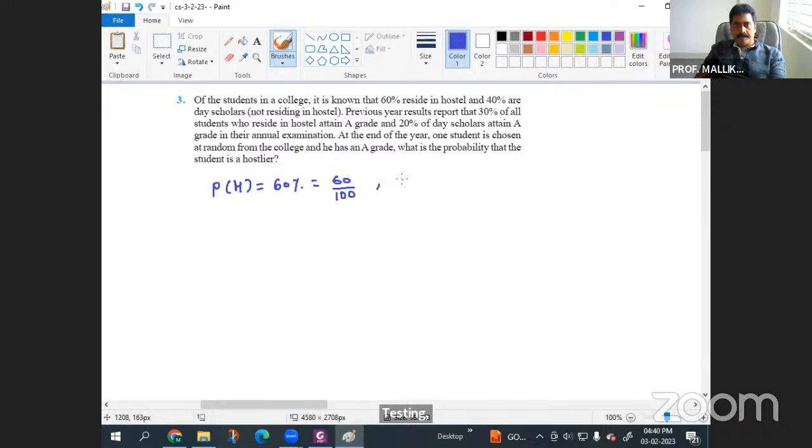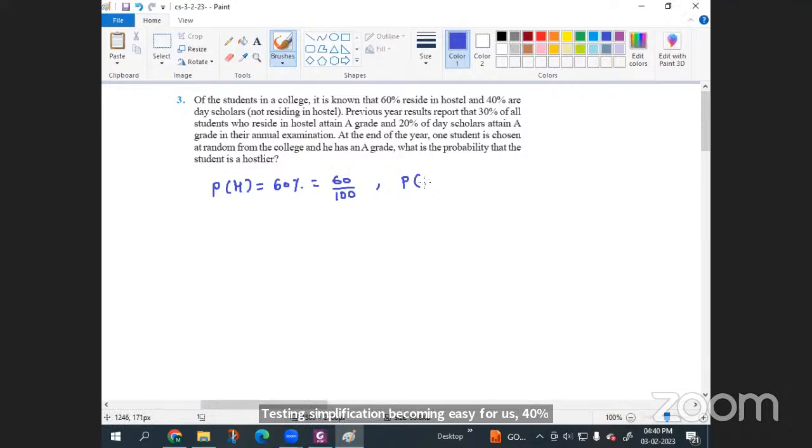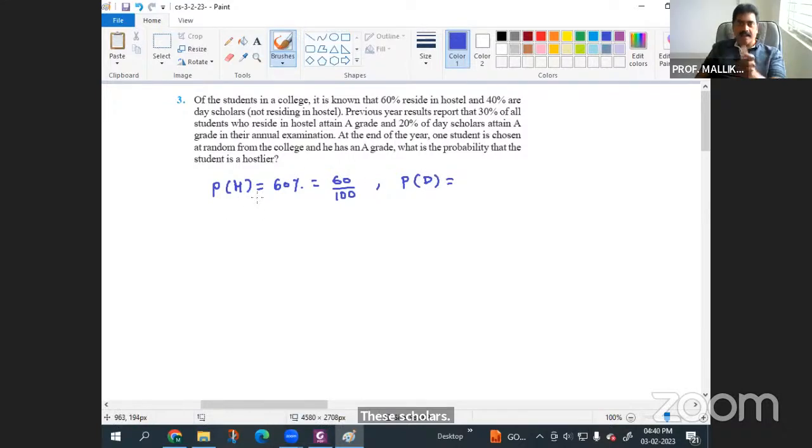40%. Who are they? Day scholars. Yes, day scholars means D. Put the events according to those things so that you will not get confused. 40%, that is 40 by 100. Keep it as it is. Next, what is said?